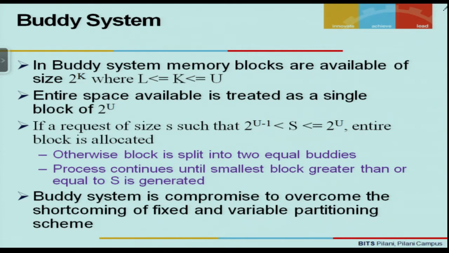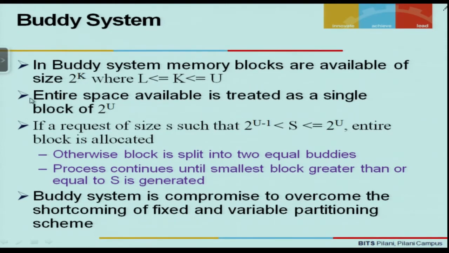In case of a buddy system, memory blocks are available in the size of 2 to the power k, where k is greater than some lower limit value L, and less than some upper limit value U. So the smallest amount of memory which can be allocated is 2 to the power L, and the largest chunk of memory which can be allocated is 2 to the power U.